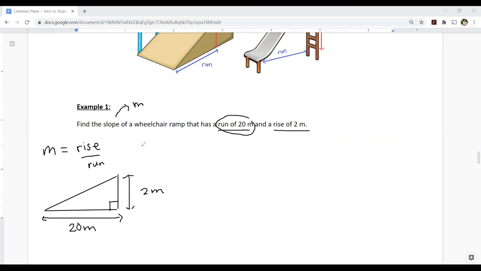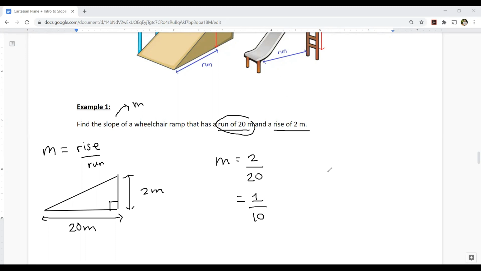Okay, so if we plug that back into our equation, we get that m is equal to 2 over 20. Now, it's important to note here that we do have a fraction. And because we have whole numbers, we're actually going to leave it as a fraction. So we could simplify this to 1 over 10, but you wouldn't want to change it to 0.1111, which is basically what you would get if you were to type that in a calculator. We'll leave it as 1 over 10.